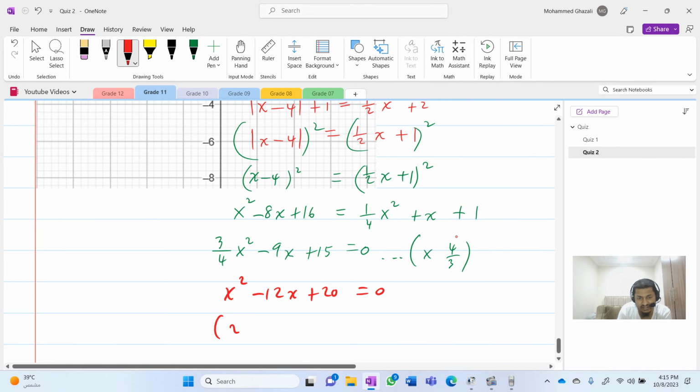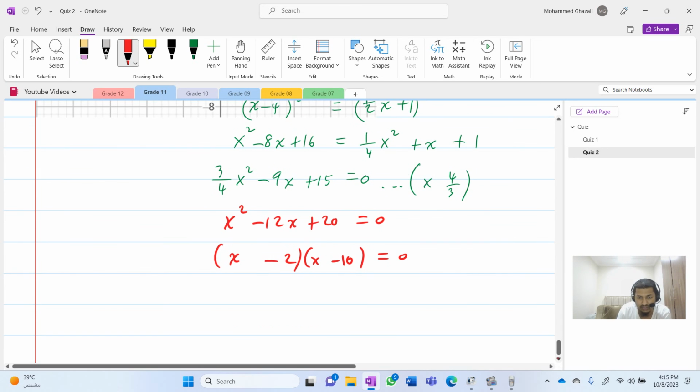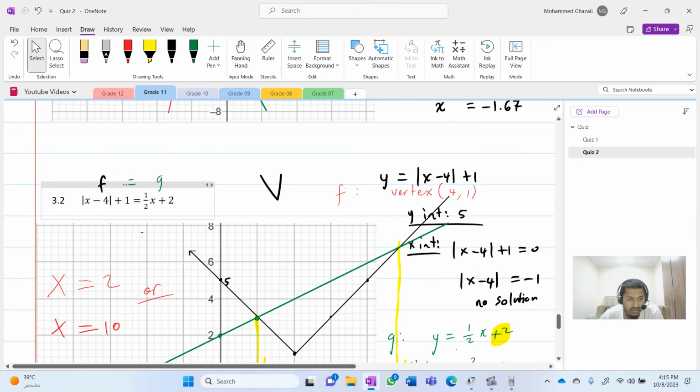Now factorizing this, the only numbers that work are 10 and 2. 10 times 2 is 20. Negative 10, negative 2 gives me the sum, which is negative 12. So x is equal to 2 or x is equal to 10. And that's the solution to this problem here.